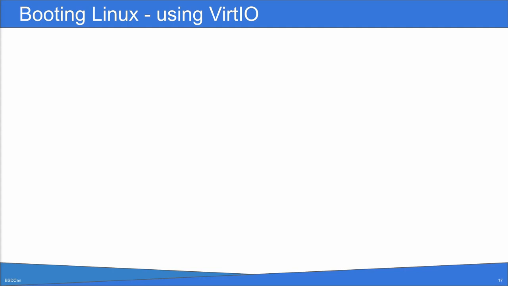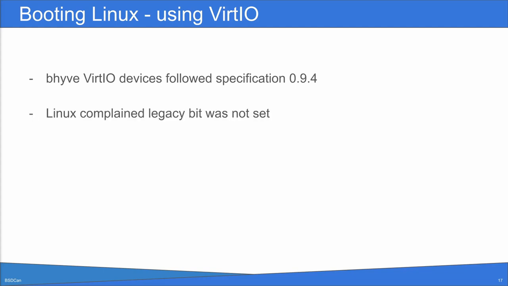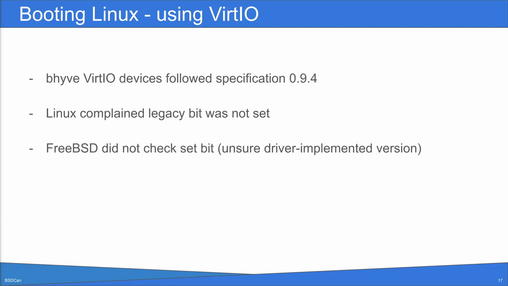Booting Linux using Virtio proved a bit problematic because the bhyve Virtio devices followed specification 0.9.4, as I've said in the beginning. But Linux complained that the legacy bit is not set. The legacy implementation has a specific bit set in the device virtualization that mentions that it is implementing a version of the specification prior to 1.0, sorry. The FreeBSD drivers did not check that this bit is set.